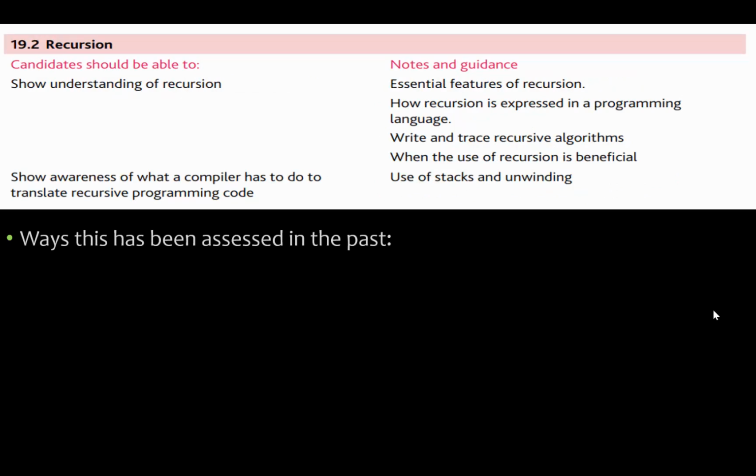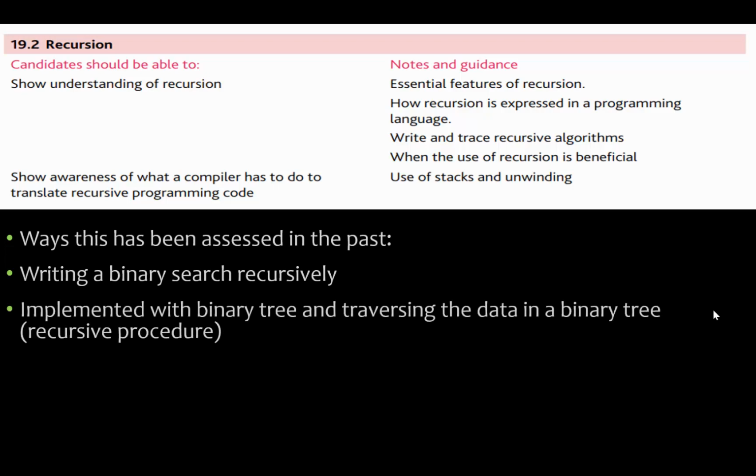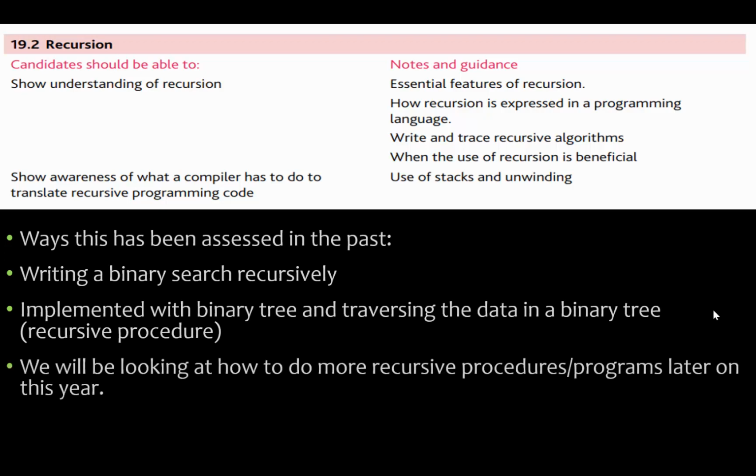Then you have to be able to do recursion. The ways this has been assessed in the past: writing a binary search recursively, implemented with a binary tree, and traversing the data in a binary tree, which is done recursively. We'll be looking at how to do more recursive procedures or programs later on this year. But you'll see here the use of stacks and unwinding, and when the use of recursion is beneficial. Write and trace recursive algorithms. This could show up on Paper 3, on Paper 4, or on both Paper 3 and 4. So let's go ahead and move on and take a look at that study schedule.